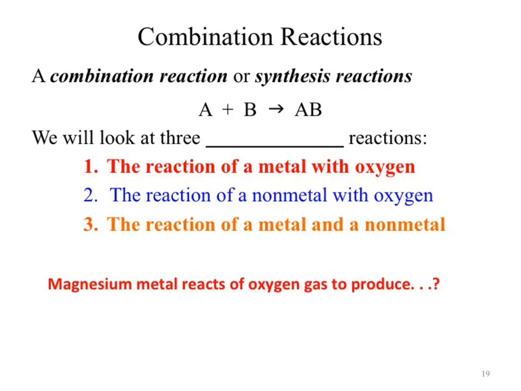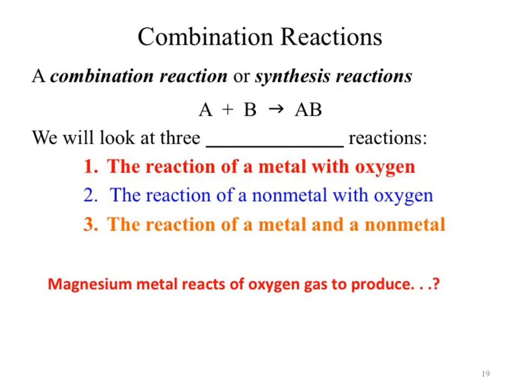So, combination reaction. Typically referred to, or another way to refer to it, is a synthesis reaction, because we combine two things to make one new awesome thing. Okay, so we synthesize something. There are 3 different types of reactions within a combination reaction. You get the reaction of a metal with oxygen, you get the reaction of a nonmetal with oxygen, and the reaction of a metal and a nonmetal.